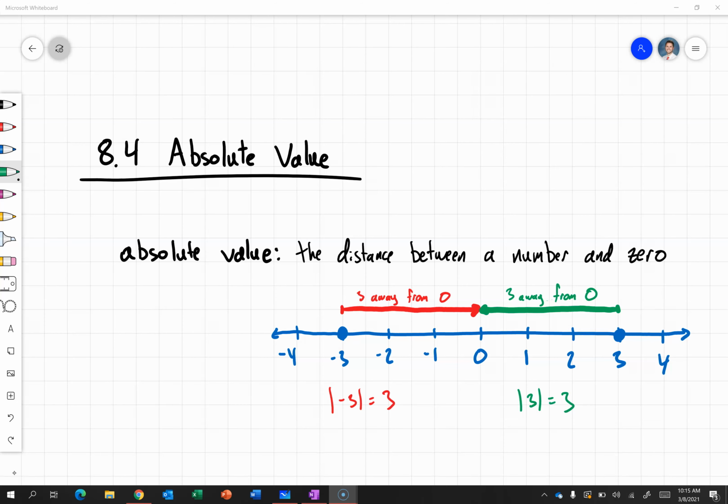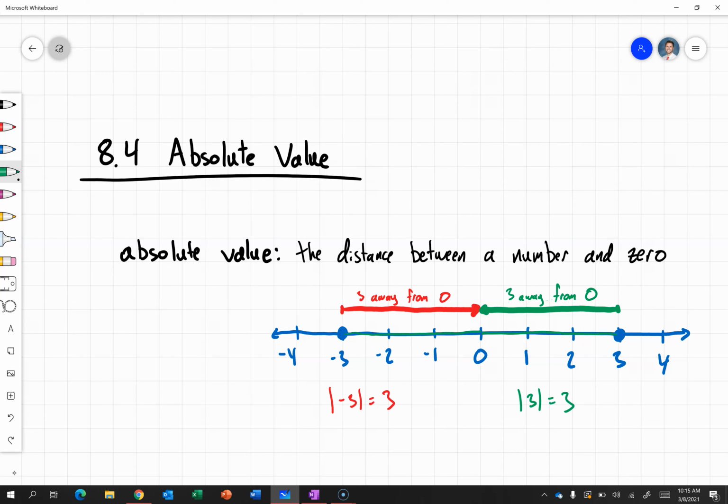So I've got this number line set up for us, right? And it's showing us two different points. So we've got the point -3 and the point +3. Now you'll notice both of these numbers are 3 units away from 0, right? -3 is 3 units away from 0, and +3 is 3 units away from 0. So both of these numbers have the same absolute value.